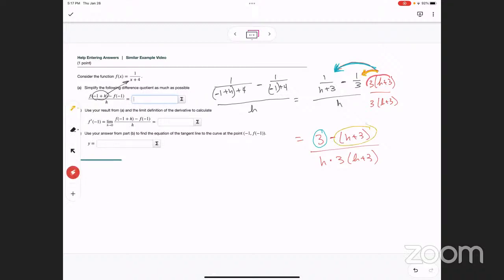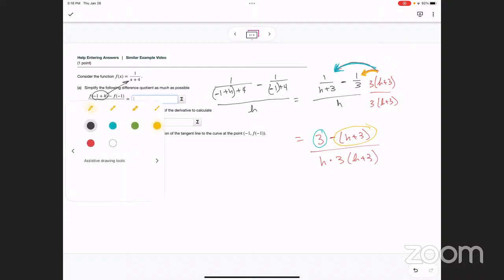Think about what's going to happen when I multiply this up here by 3 times h plus 3. What's going to cancel out? The h plus 3? The bottom h plus 3, and what's going to be left? Just the 3. And when I multiply it here, between this and this, what's going to cancel out? The 3, and what's going to be left? Just the h plus 3. That's right. Okay. That makes sense.